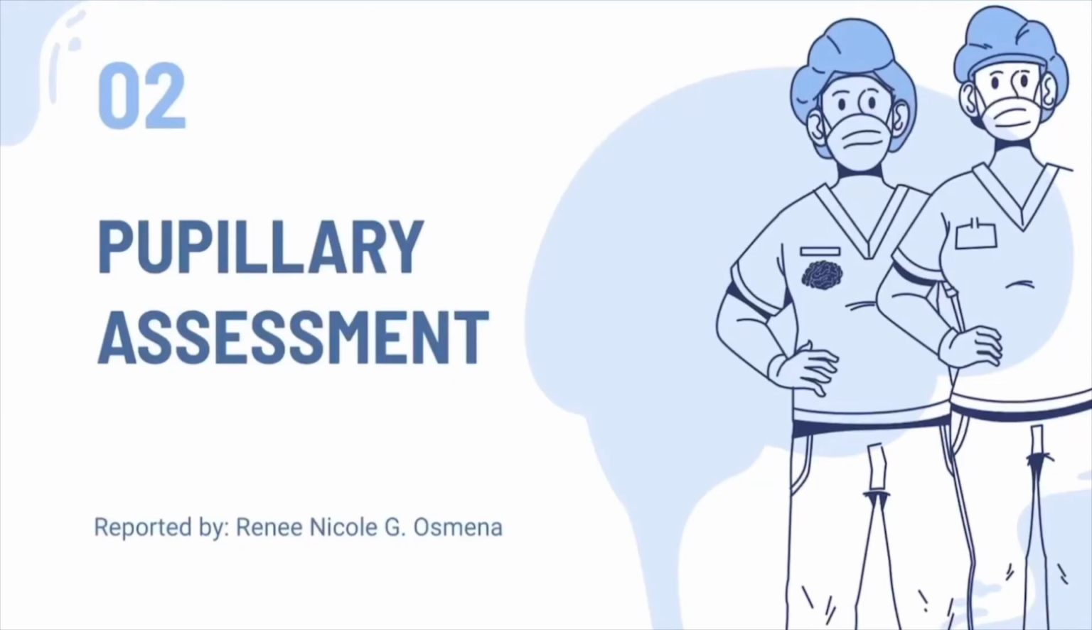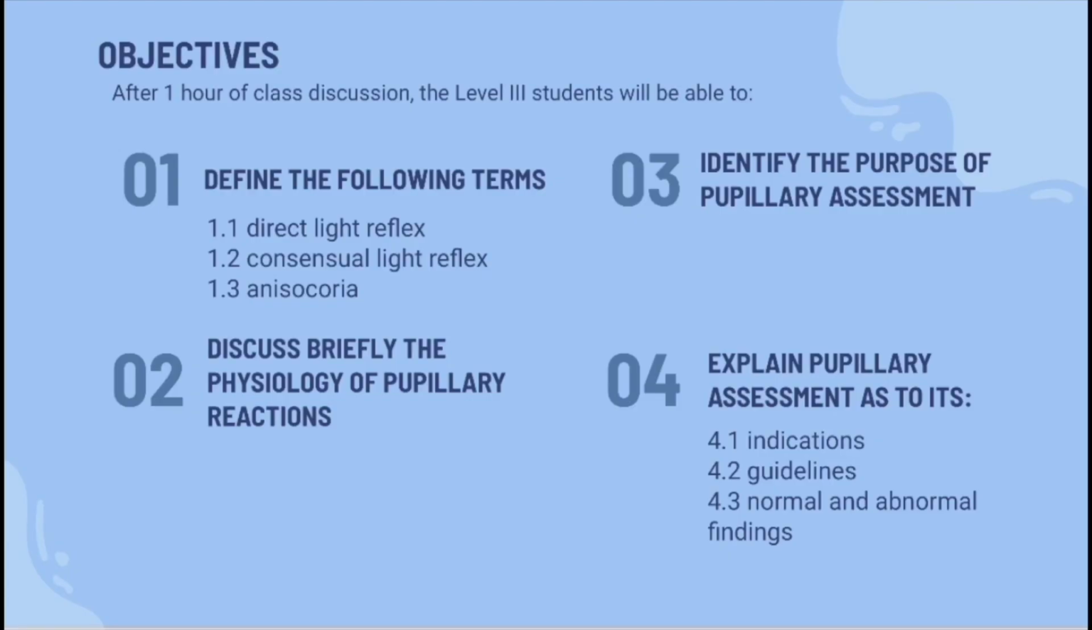Good morning. My name is Renee Esmania, and I will be reporting about pupillary assessment. After 1 hour of class discussion, the Level 3 students will be able to, first, define the following terms: direct light reflex, consensual light reflex, and anisocoria. Second, discuss briefly the physiology of pupillary reactions. Third, identify the purpose of pupillary assessment. Fourth, explain pupillary assessment as to its indications, guidelines, and normal and abnormal findings.